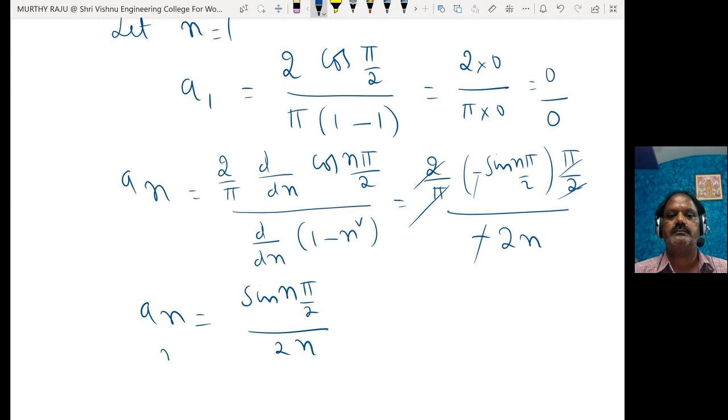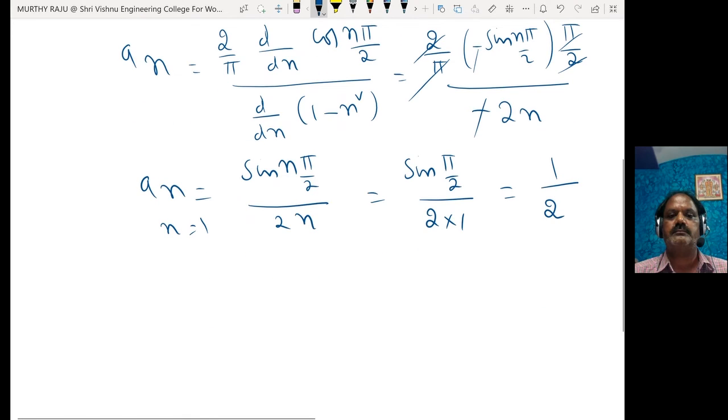Now substitute n is equal to 1. Sine pi by 2 by 2 into 1. Sine pi by 2 is 1. That is 1 by 2. A1 value is 1 by 2.